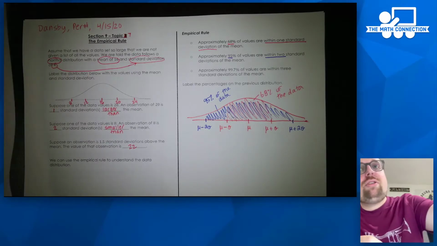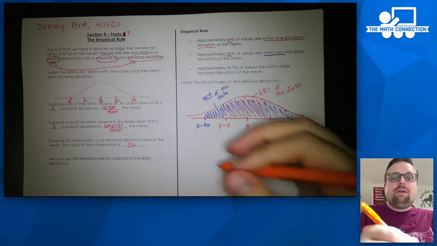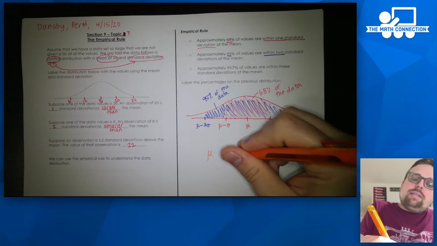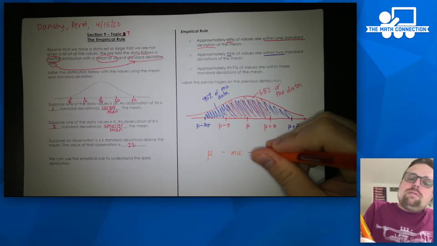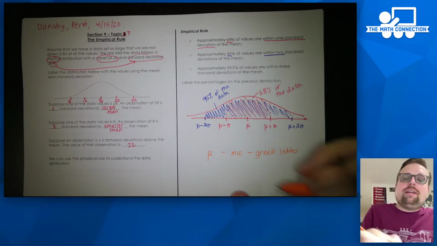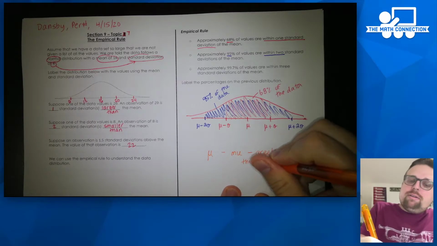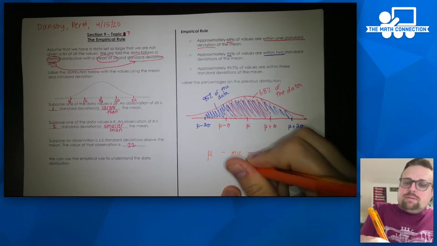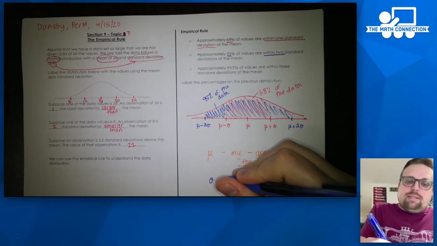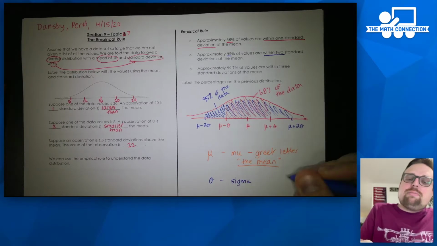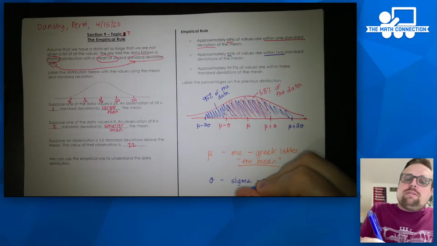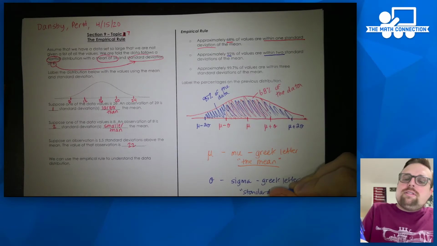Okay, and then let's just also at the bottom here take an extra note, and we're going to say this symbol right here is called mu. It's a Greek letter. And this is going to be standing for the mean. And then the other symbol that we just used for the first time is called sigma. That's how you spell sigma. It's a Greek letter. And this is for standard deviation.